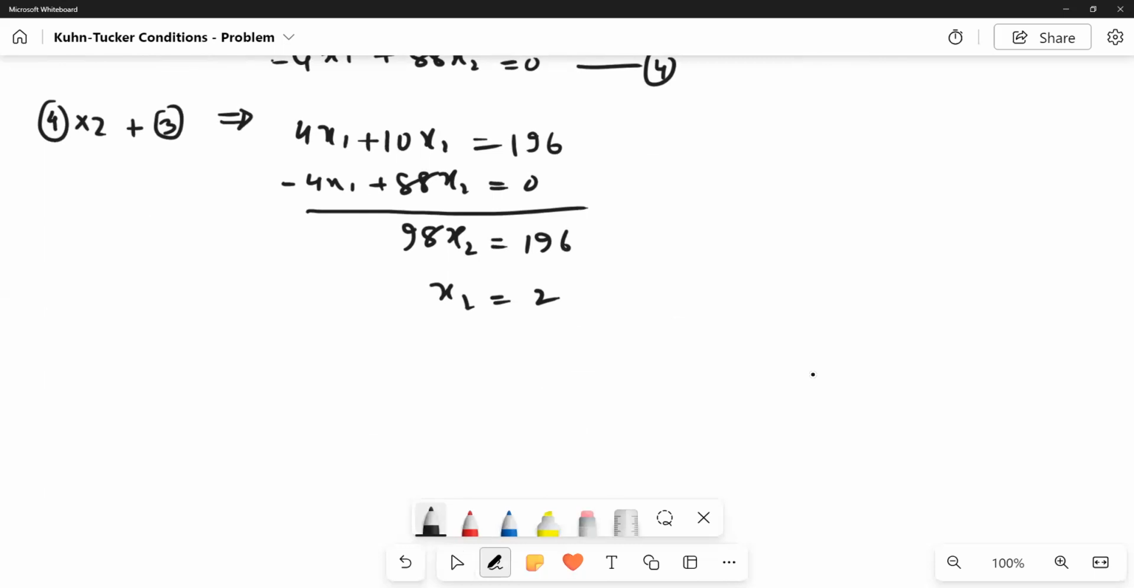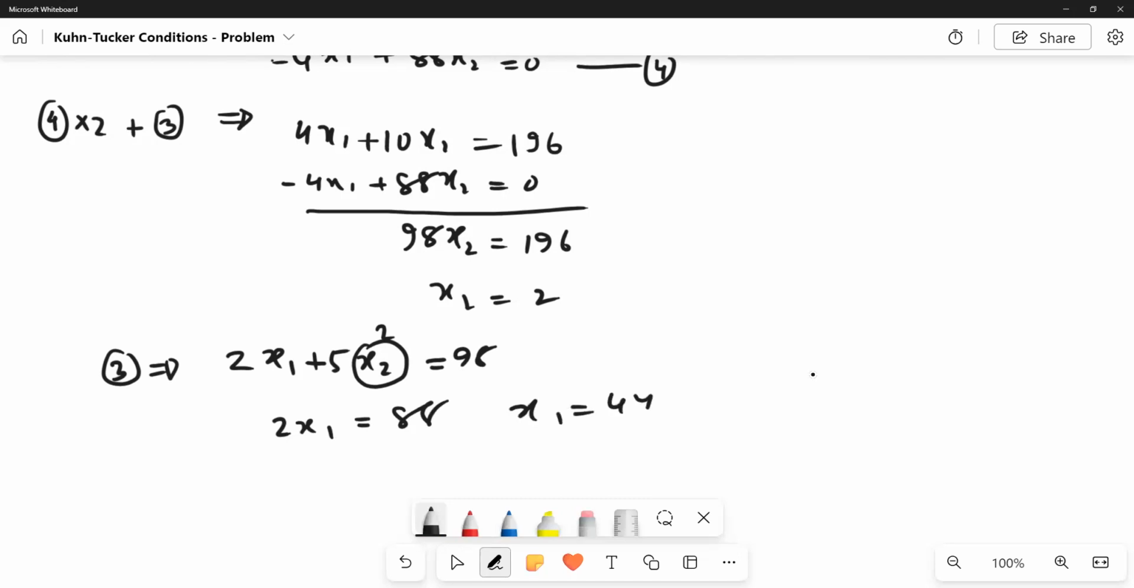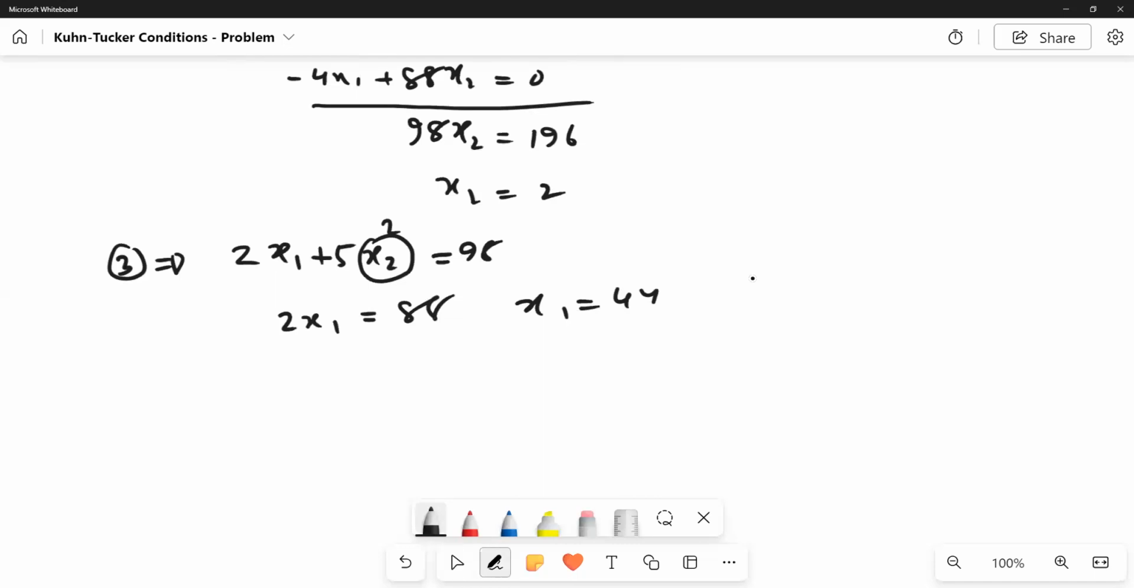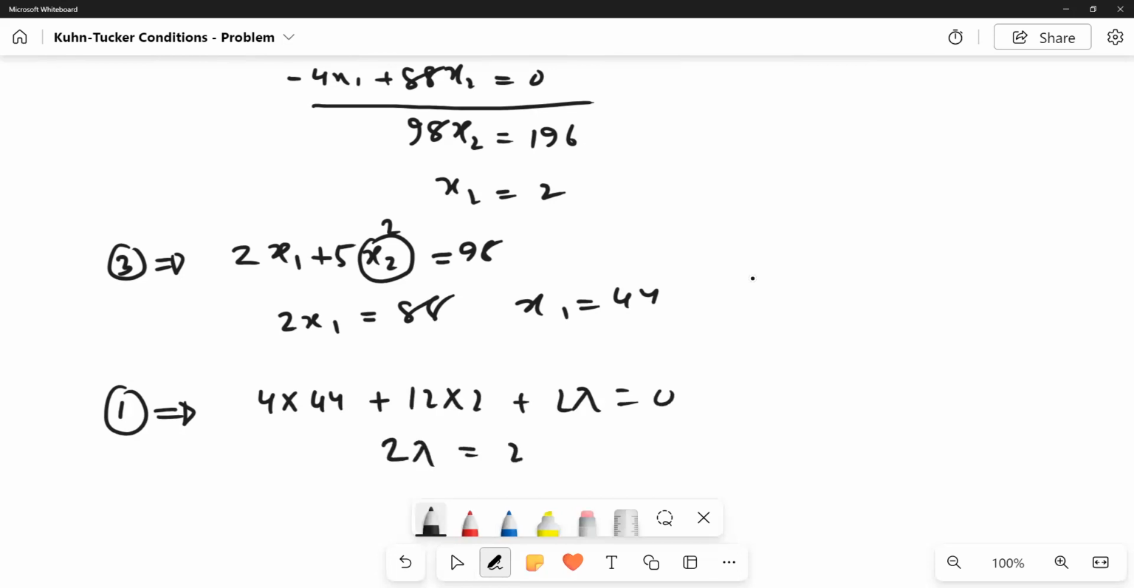So now from equation 3, 2x1 plus 5x2, x2 can be replaced by 2, equal to 98. So basically 2x1 equal to 88. So x1 will be 44. So x1, x2 is already calculated. So find out the values of lambda. What do you have to do? You have to set this value in any of the equations. So in equation 1, we set the values and we check that 4 times 44 plus 12 times 2 plus 2 lambda equal to 0. So 2 lambda equal to minus 200. So lambda equal to basically minus 100.